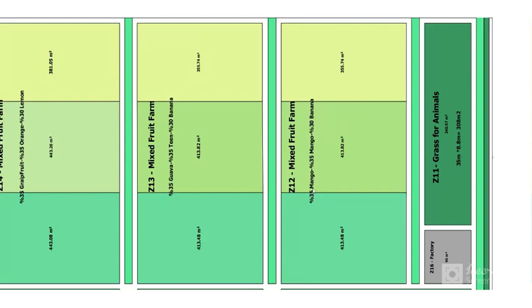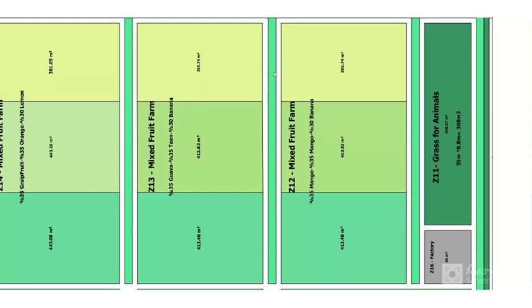35% to cultivate mango trees, 35% to cultivate other kind of mango. We have here type of kind of mango and this other kind of mango. 30% from this area, it is about banana trees here. About zone 13, it is about 35% guava trees for this area, and 35% for teen trees for this area, and 30% for banana also.